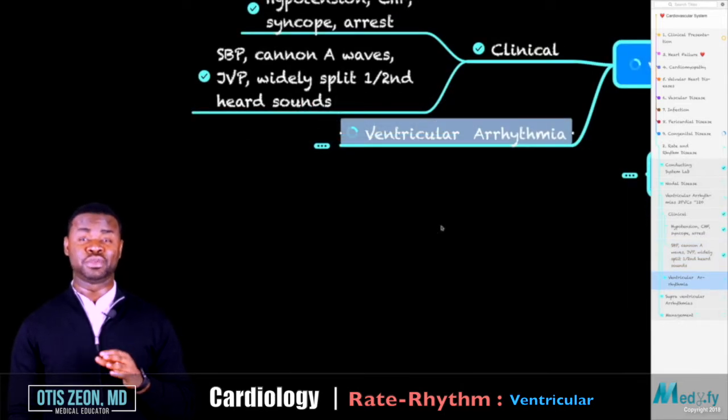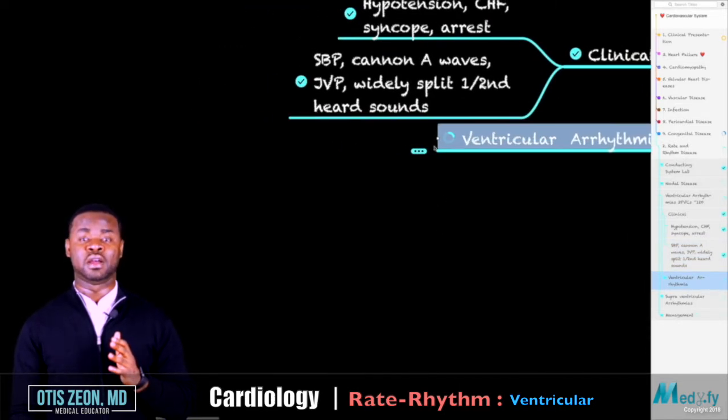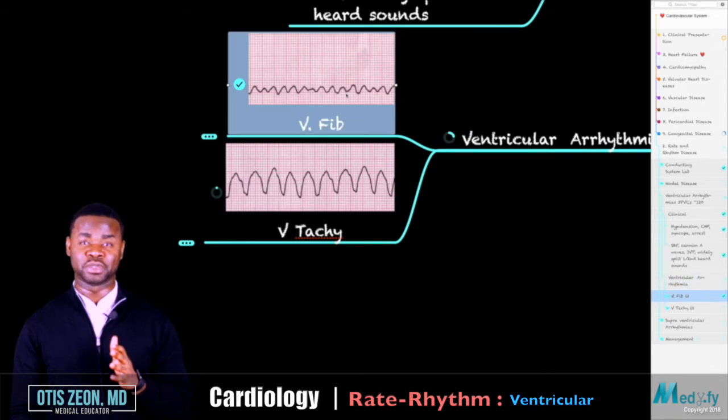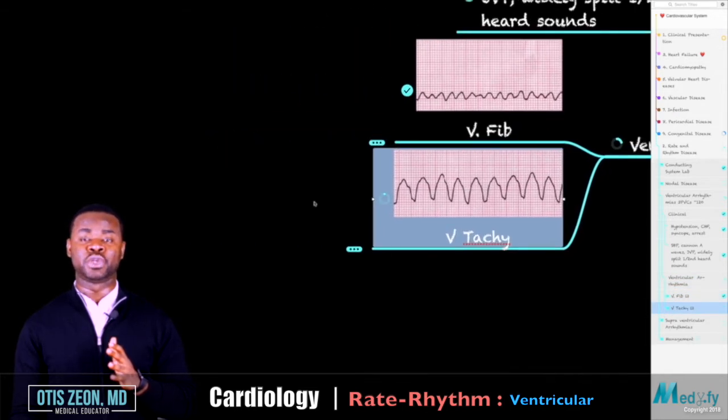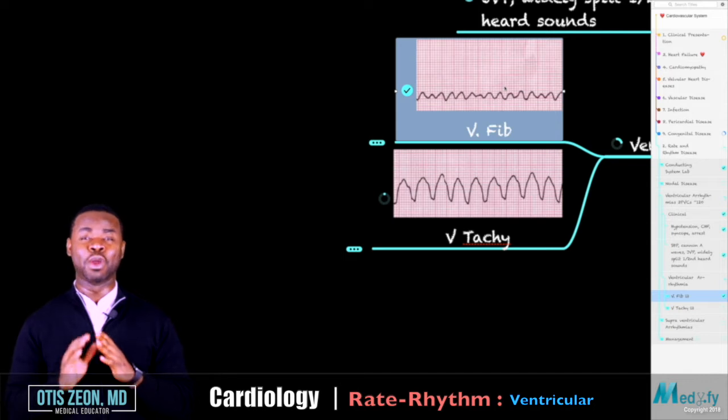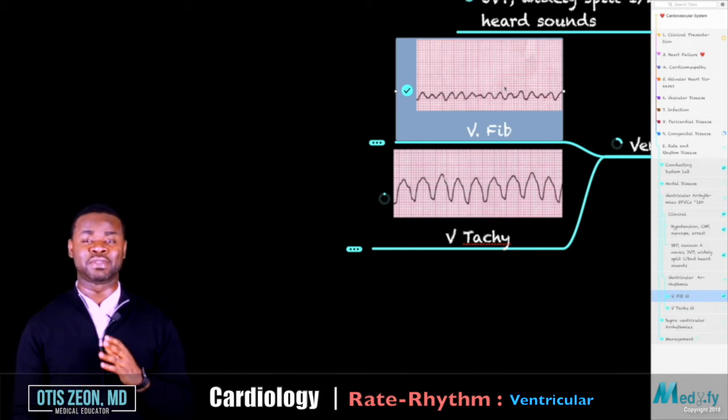Ventricular arrhythmias, we have two that are heavily tested. Obviously, we have ventricular fibrillation and ventricular tachycardia. Here, we're showing you the images of both the fib and tach. In the fib, you see that there's completely no way to discern what's going on. You can't tell the P wave, the QRS complex. Everything looks like a complete disarray. That's how you know this is V-fib.